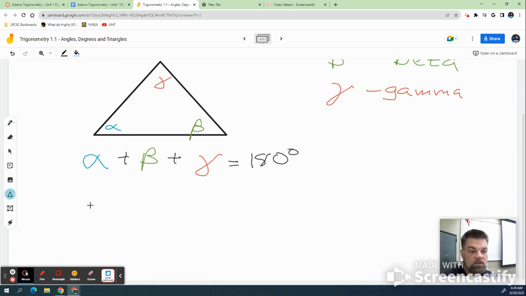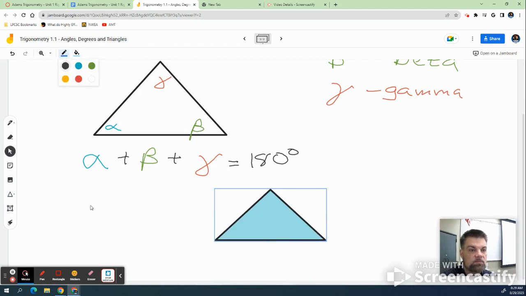So let's draw a different triangle. We'll do a blue triangle. So we'll draw a different triangle. Well, that's not blue. There we go. And I want this to be transparent. I chose the wrong thing.